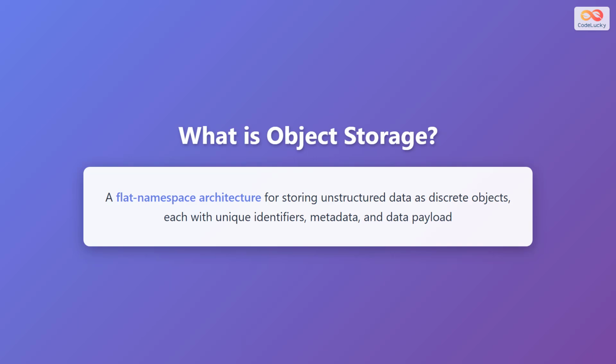Object storage is a data storage architecture that manages data as objects rather than traditional files or blocks. Each object contains the data itself, metadata describing that data, and a unique identifier. Think of it like a massive library where each book is an object. Unlike traditional file systems that organize data in hierarchies, object storage treats everything uniformly. This approach makes it incredibly scalable and perfect for storing massive amounts of unstructured data like images, videos, documents, and backups.